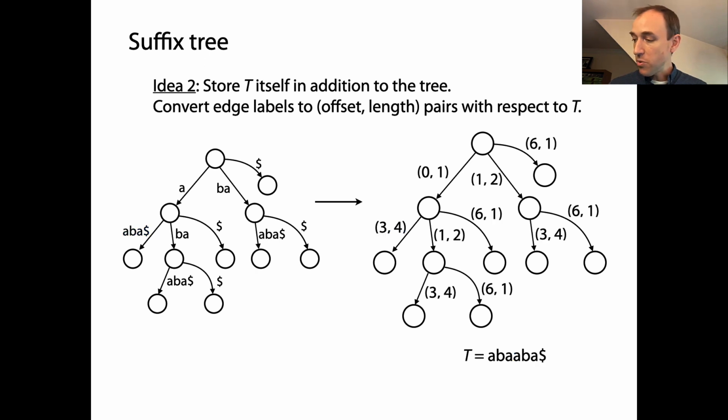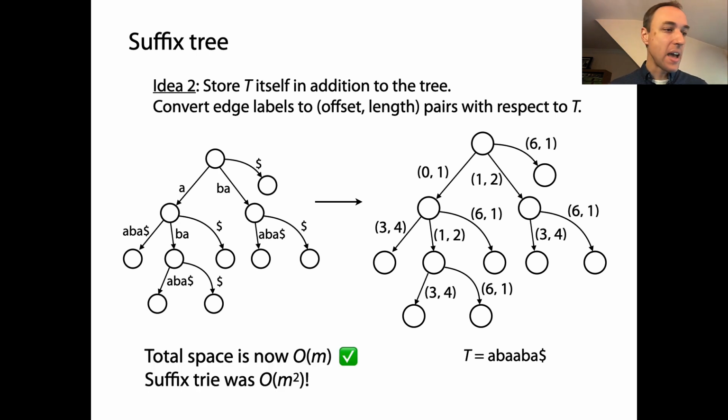If we do this for every edge, we might get a picture that looks like this. Now our data structure consists of this tree, which has big O of m nodes, big O of m edges, this text, which we're going to keep, which obviously has m characters, and then for every edge we have a label consisting of 2 integers. In other words, a constant number of integers, just 2 integers per edge.